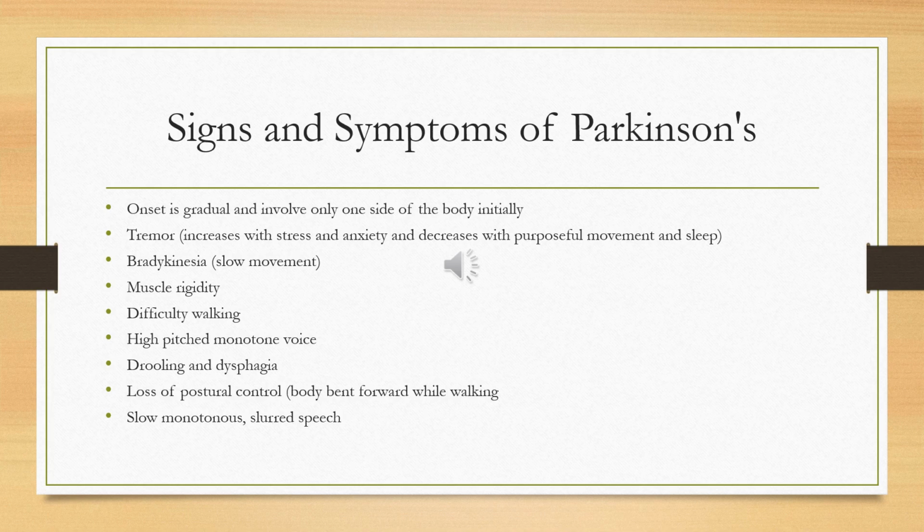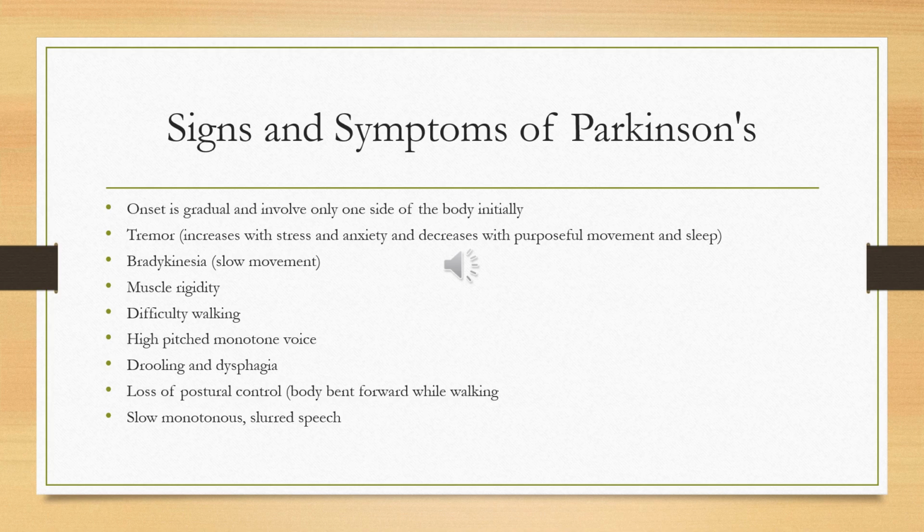Bradykinesia means slow movement, so their movements are slow. High-pitched monotone voice. Difficulty walking. You might hear this person has a shuffling gait, which is something you may notice with individuals with Parkinson's disease. Muscle rigidity that resists passive muscle stretching.